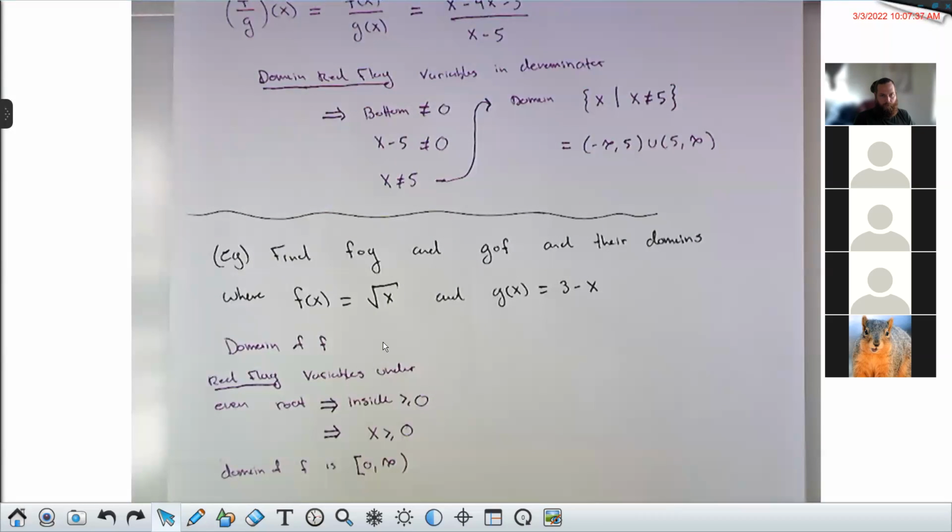Okay. So we've got two domain rules, right? It's not that hard to remember them. There's just two. If there are variables in the denominator, you got to make sure that stuff isn't 0. You got to make sure that the bottom is not 0. And if you have variables under a square root, you need to make sure that the stuff inside the square root is greater than or equal to 0, right? Not negative.